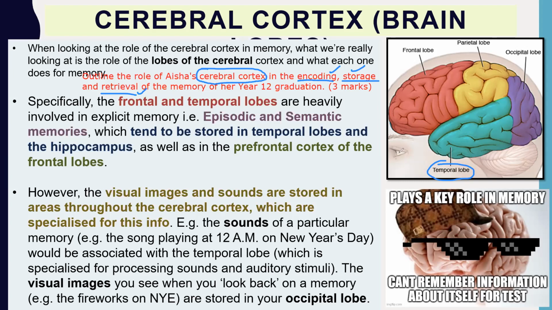Okay, so that's how we would approach a question like that. Literally just talking about encoding, which is where it was initially processed, where it was then stored, and then where it was retrieved. And it's always retrieved from the same place where it was stored, right? So that's the basic idea.